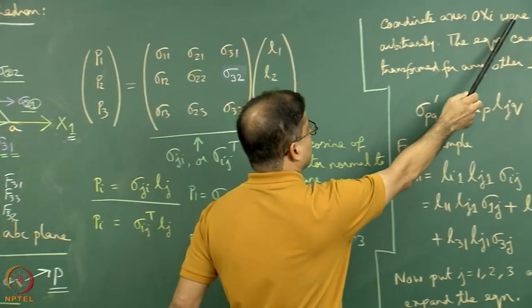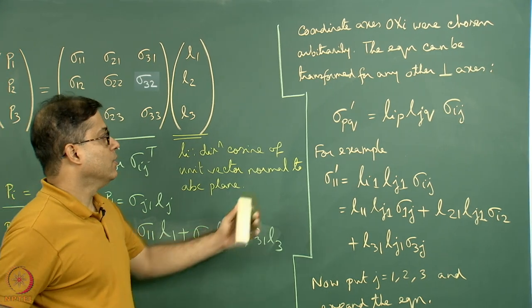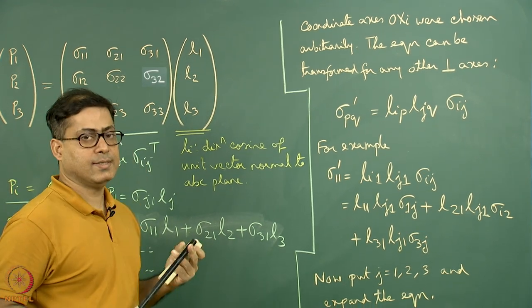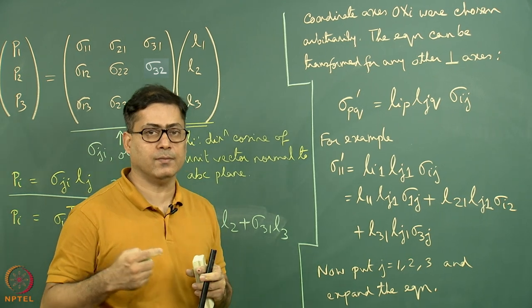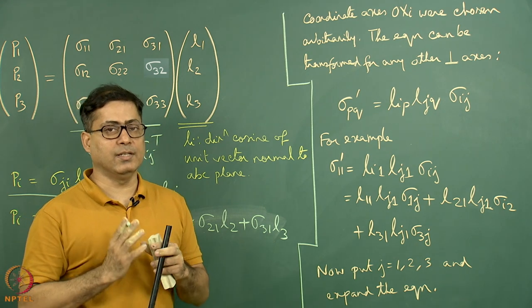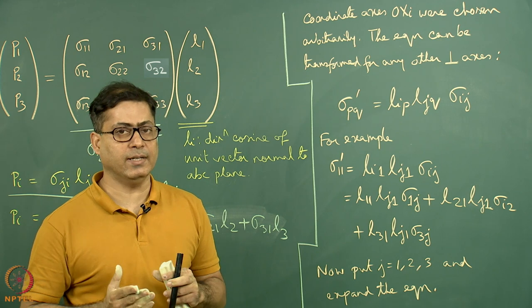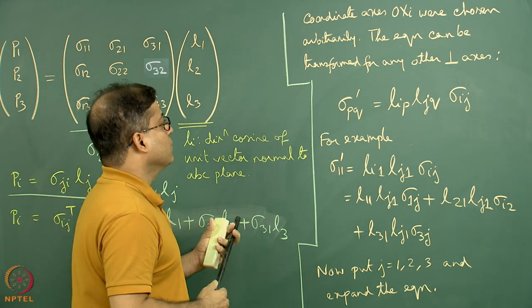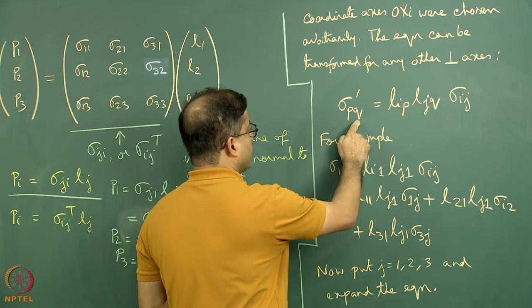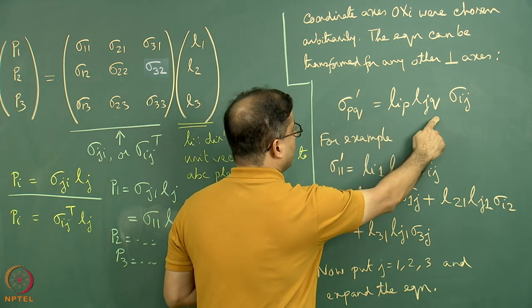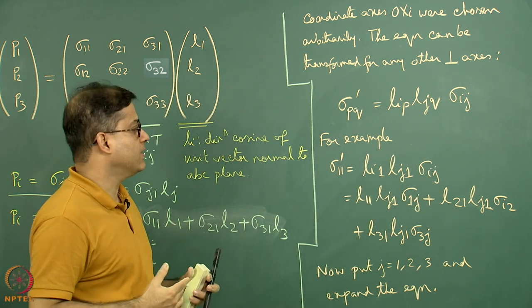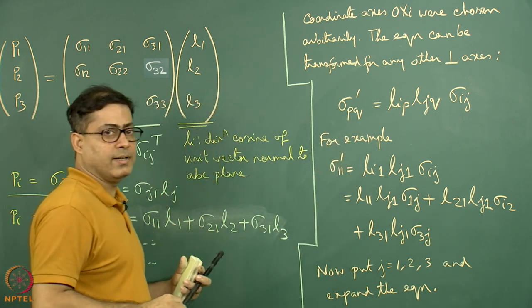Coordinate axis Oxi were chosen arbitrarily. When the tetrahedron drawing was done, Ox1, Ox2 and Ox3 were chosen arbitrarily. But the stress regime can remain the same, that means the lines of action of sigma ij can remain the same, the line of action of P stress can remain the same, but the three coordinate axes can be chosen differently, yet maintaining mutual perpendicular relationship. So in that case, for any rotated coordinate system, we can write sigma dash pq equal to lip ljq sigma ij. Sigma ij here is in the coordinate system in which the definition has been made, and sigma dash pq is in the new coordinate system.